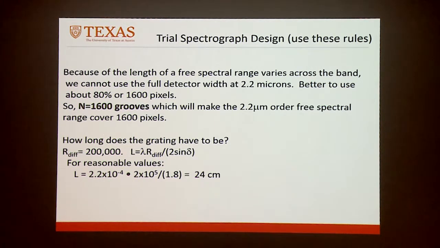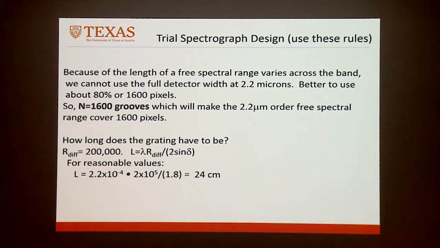So we can ask ourselves then, how long does this grating have to be? To get a resolving power of 200,000, the grating has to be 200,000 waves long in the direction of propagation. So this equation is just simple geometry. It has to be 200,000 wavelengths long in the direction of propagation.